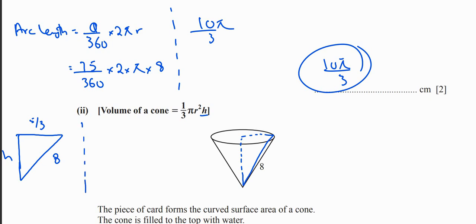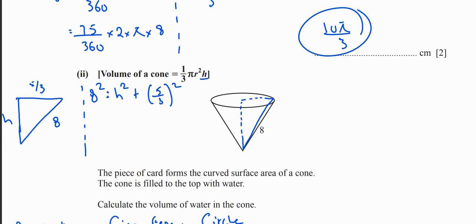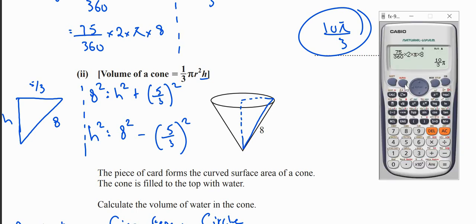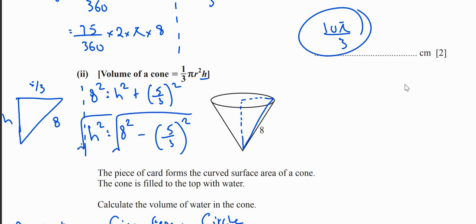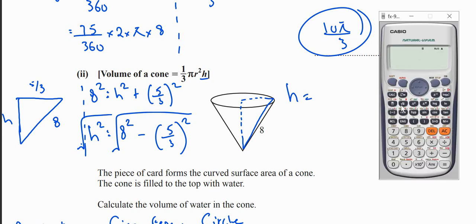So we'll use Pythagoras theorem, which is 8 square is equal to h square plus 5 upon 3 whole square. Okay, so h square is equal to 8 square minus 5 upon 3 whole square, and then we will under root both the sides as well. So h is equal to the root of 8 square minus 5 upon 3 whole square. So it turns out to be 7.82.